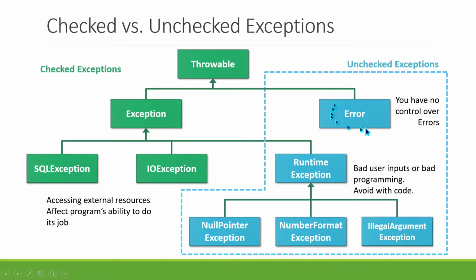Anything that is either in error, so the error class or any of its children, which we don't really care about anyway, or anything that is a runtime exception or a child of runtime exception are what we call unchecked exceptions. So what does that mean? Why are these checked exceptions and why are these unchecked exceptions?